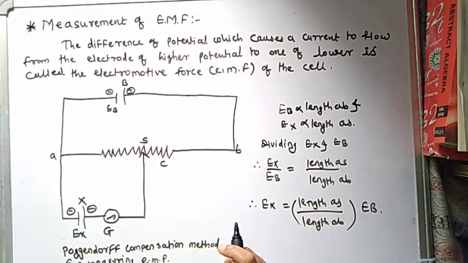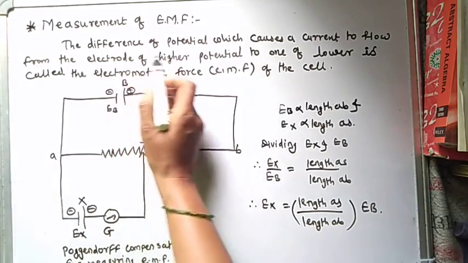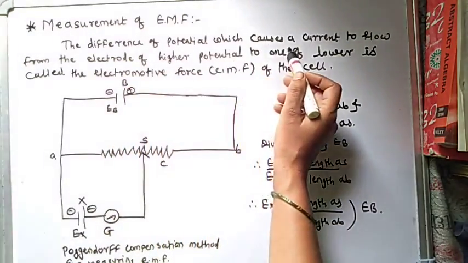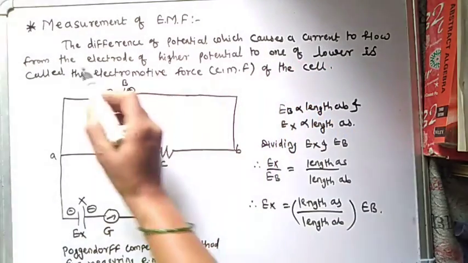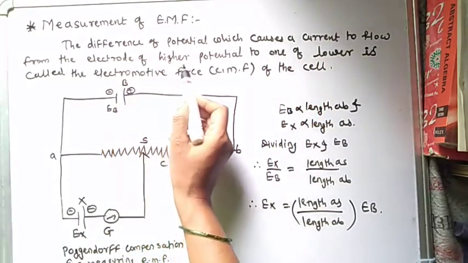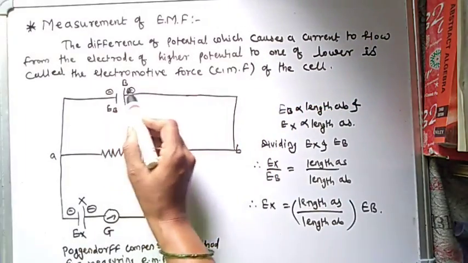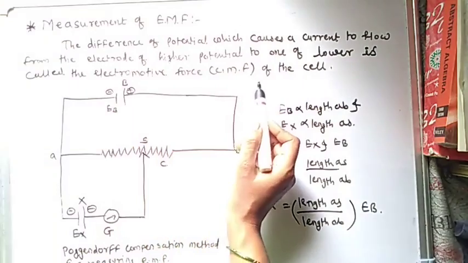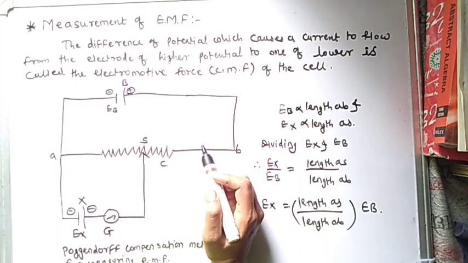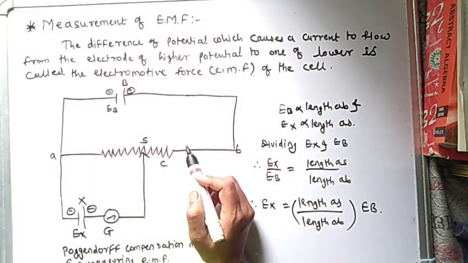Next we will see the measurement of EMF. What is the electromotive force, that is EMF? It is defined as the difference of potential which causes a current to flow from the electrode of higher potential to one of the lower. It is called the electromotive force of the cell and is expressed in volts.